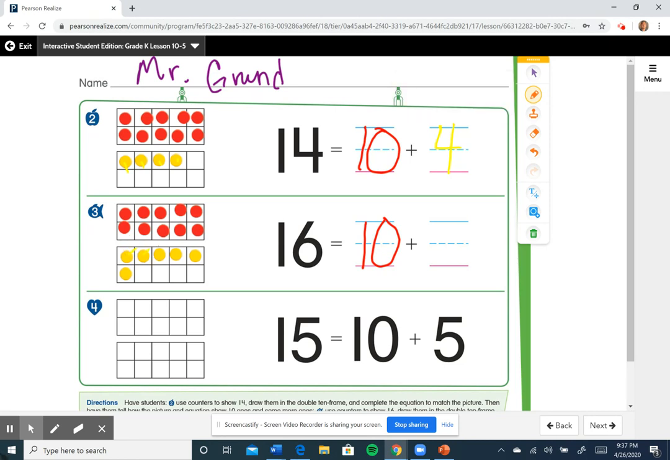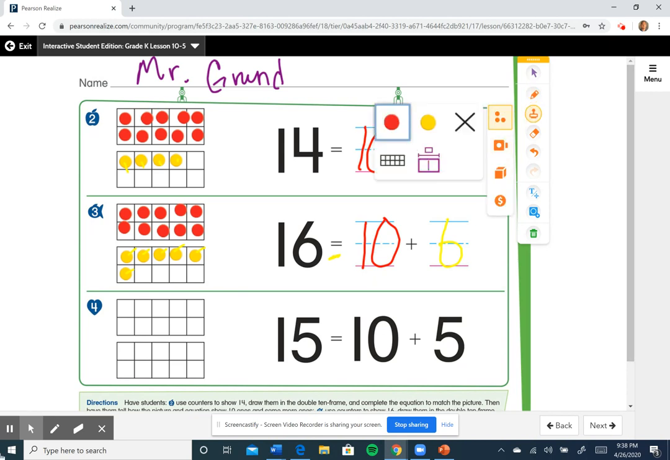And how many did we have? 1, 2, 3, 4, 5, 6. All right, so 16 equals 10 plus 6. There's 10 in the first 10 frame. There's 6 in the second 10 frame. So 16 equals 10 ones plus 6 ones.